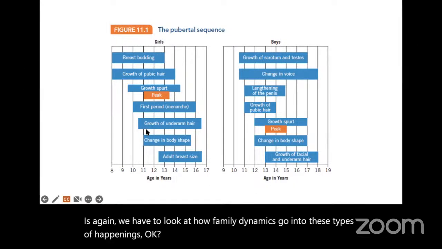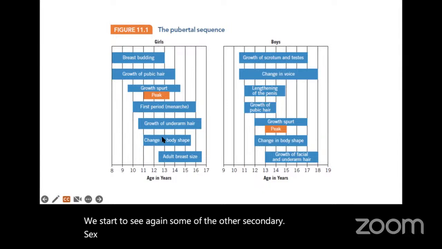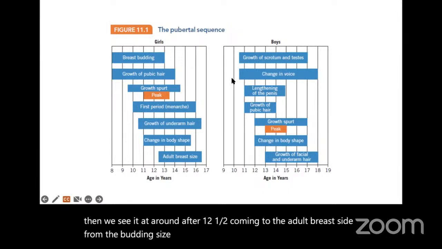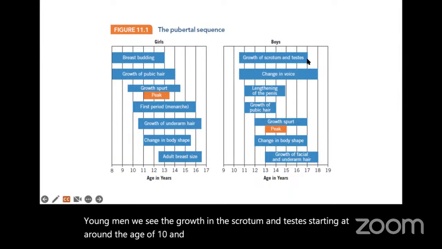We start to see, again, some of the other secondary sex characteristics, such as underarm hair and change in body shape. And then we see it at around after 12 and a half coming to the adult breast size from the budding size. Okay. With young men, we see the growth in the scrotum and testes starting at around the age of 10 and a half, and again, lasting to about the age of 17.